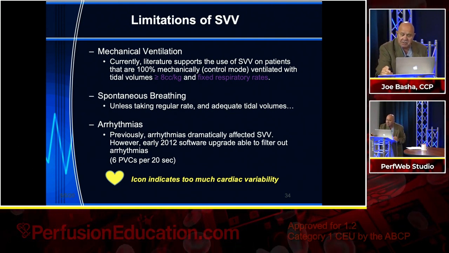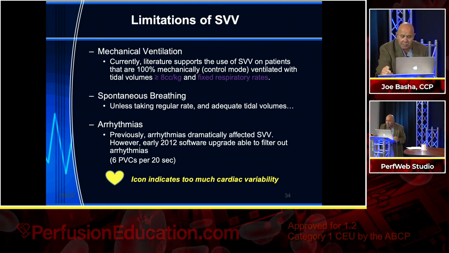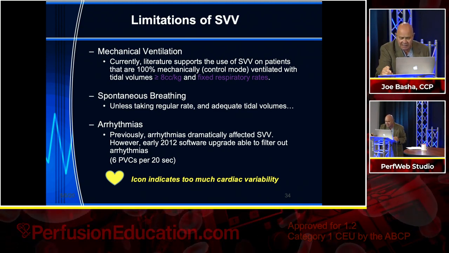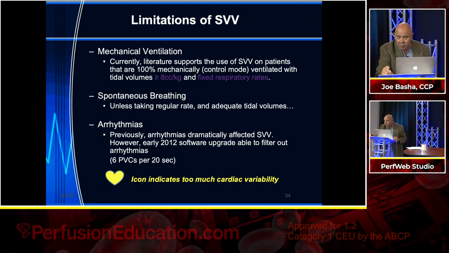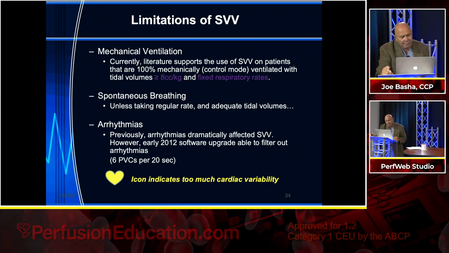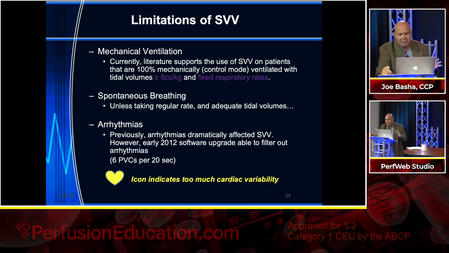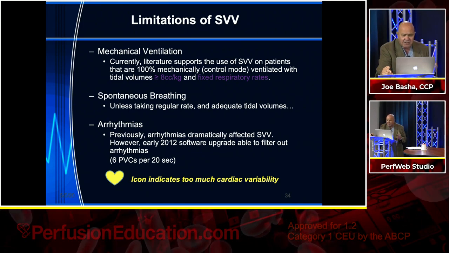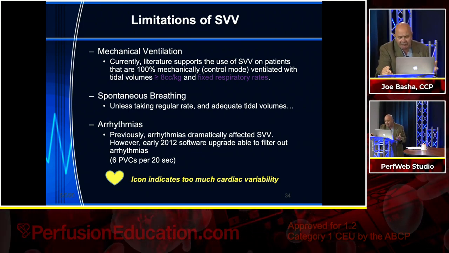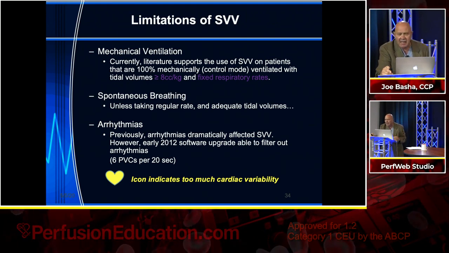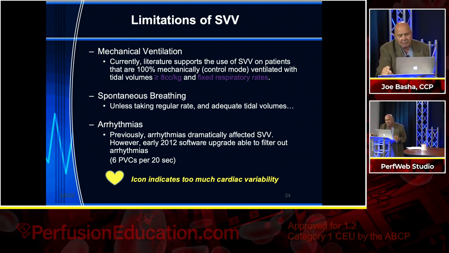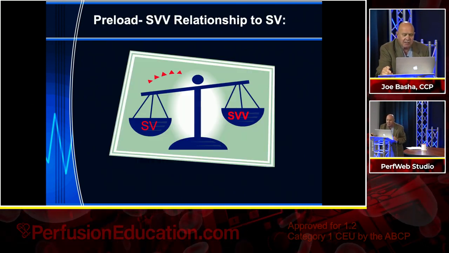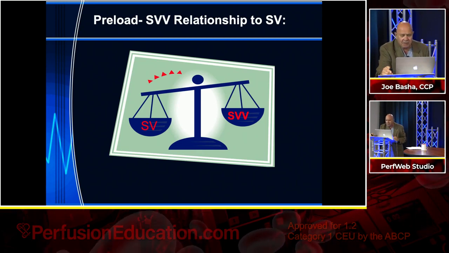Now, there are some limitations to stroke volume variation. Currently, literature supports the use of SVV on patients that are 100% mechanically ventilated, with tidal volumes of equal to or greater than 8 cc's per kilogram and fixed respiratory rates. I'm not a pulmonologist, and I know they do some fancy stuff with ventilators, but it does have to be a fixed respiratory rate. If they're spontaneously breathing, it can create problems. If they have arrhythmias, it can cause problems. So it's kind of like timing the balloon pump when they're in AFib. Nothing is perfect, but it certainly does work for most patients. And you can usually treat those problems and get them corrected, and then it works very, very well.